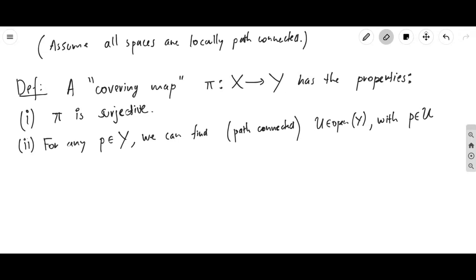There are some books, so depending on what sources you use, depending what book you open up, there are some books that do not assume that this open set is path connected. But if we assume our spaces are locally path connected, you can always take, so you have to go back to the definition of what it means to be locally path connected. It means for every open set containing a point, you can shrink that open set into something even smaller that is path connected.